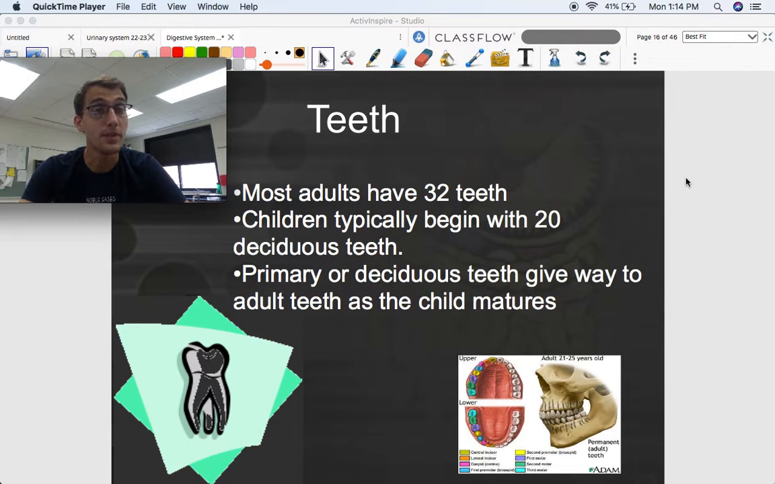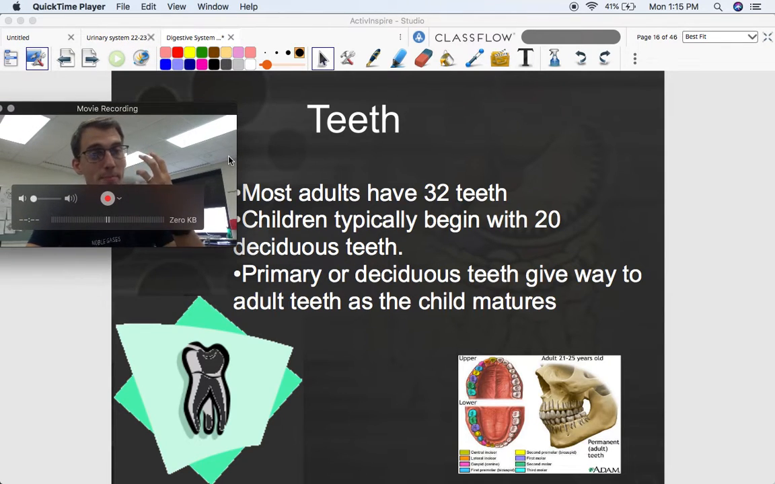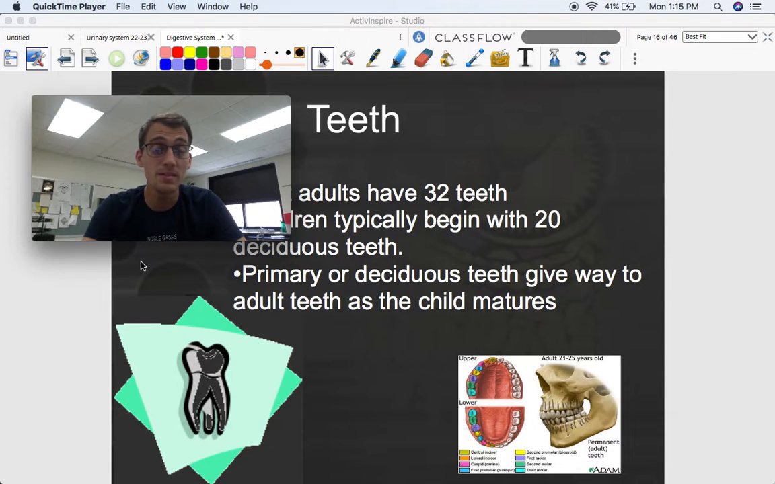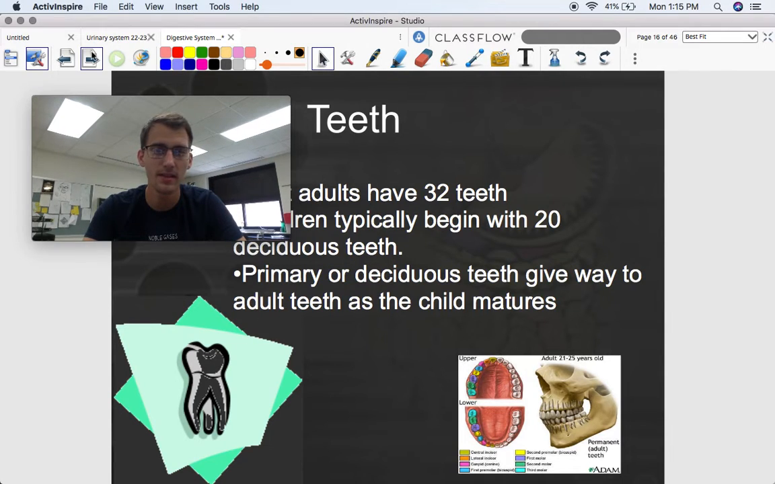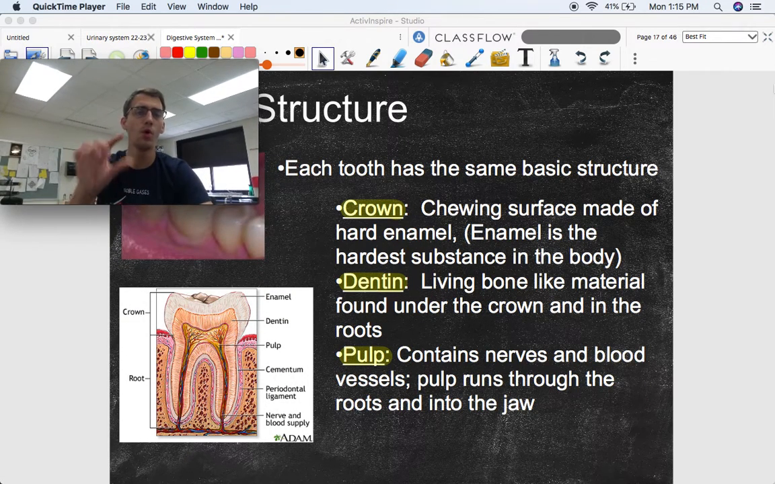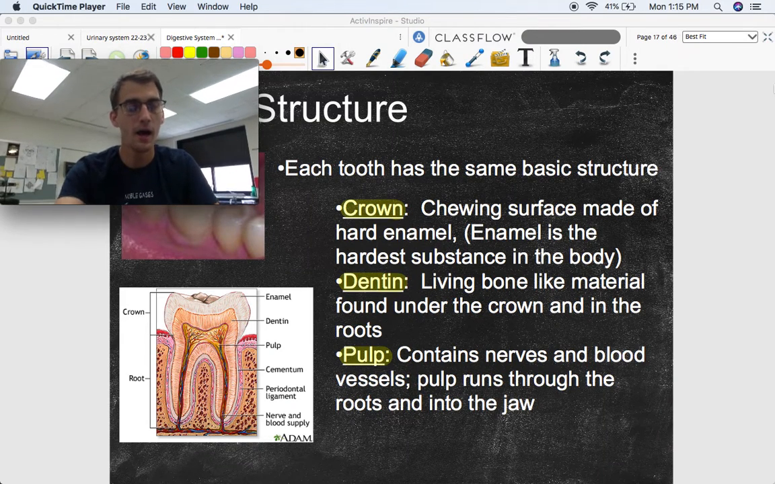But yeah, you have your first 20, and then you've got 32 adult teeth that erupt from your gums and replace the baby teeth, including your wisdom teeth, which we will talk about, I think, in a second. But yeah, tooth structure. Every individual tooth has the same basic structure to it. There's 3 parts of it.